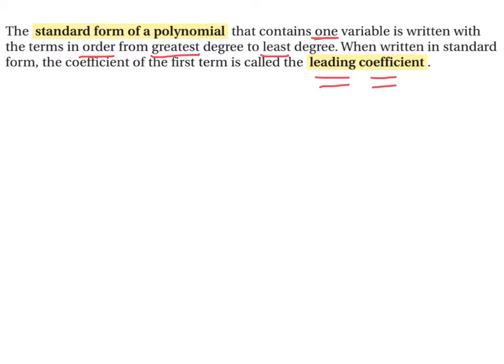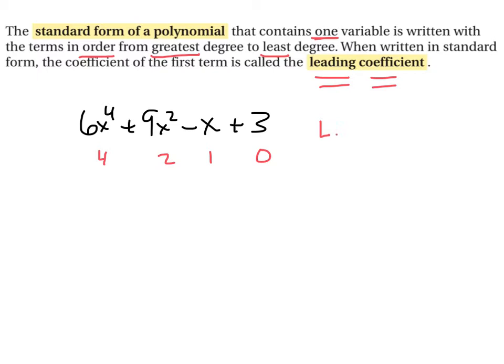Let's go back to that polynomial that we had on the last screen. 6x to the fourth plus 9x squared minus x plus 3. This is a polynomial and it happens to be written in standard form. Look at the degrees. The degree here is 4, the degree here is 2, the degree here is 1, the degree here is 0. That's written in order from greatest to least. We call that descending order. And then the leading coefficient, which I'm going to abbreviate as LC, it's the first number in front of the first term. The leading coefficient for us is 6 in this case.